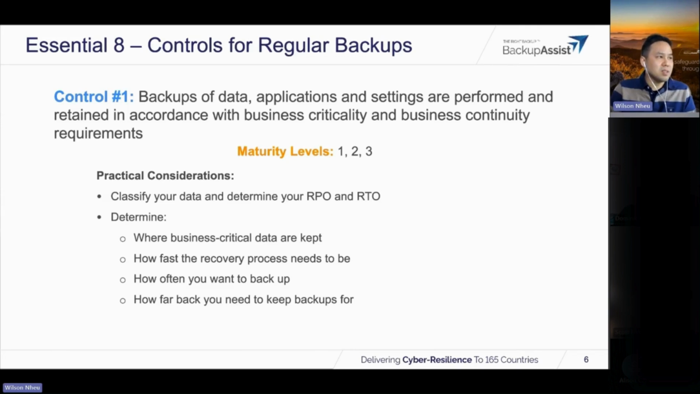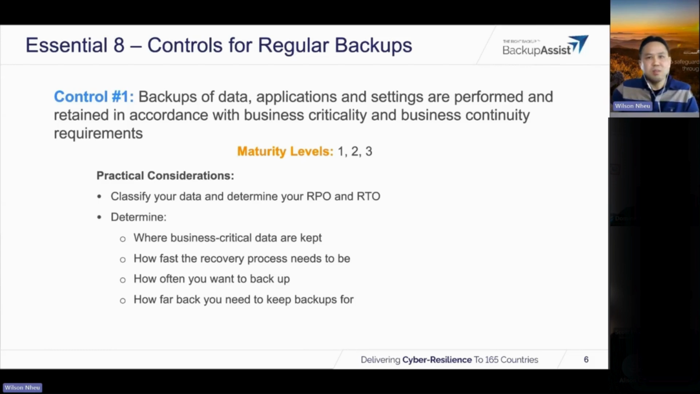Now, control number 1 is really all about making sure that you have planned your backups properly. In fact, it's quite a wide-ranging control compared to some of the later controls, which are quite narrow in focus. This one is basically saying that you make sure that your backups are performed according to your business criticality and business continuity requirements. Right. So what that means practically is that you classify your data and determine your RPO and your RTO, right? Your restore point objective and your restore time objective.